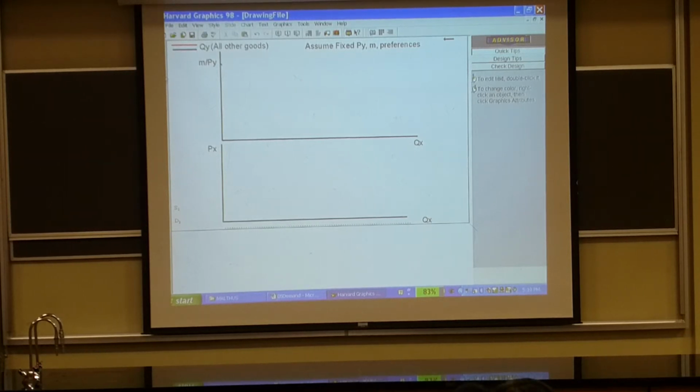When I pick X right here, this is the price of X. In particular, this is the price of X all the way along. Now, having picked the price of X, what point do I know? Do I know any other points on the budget line? M divided by PX. Yeah, M divided by PX.